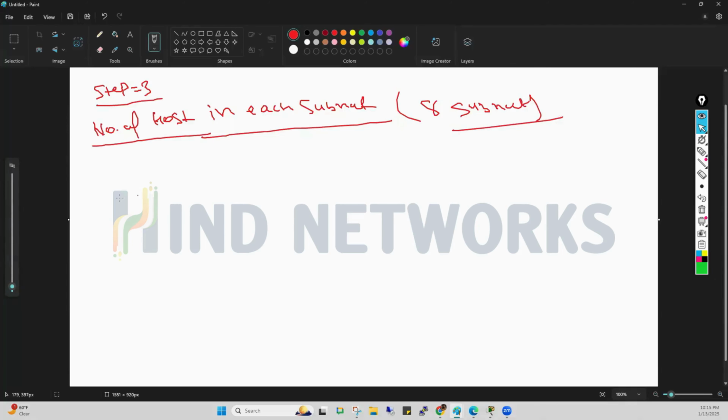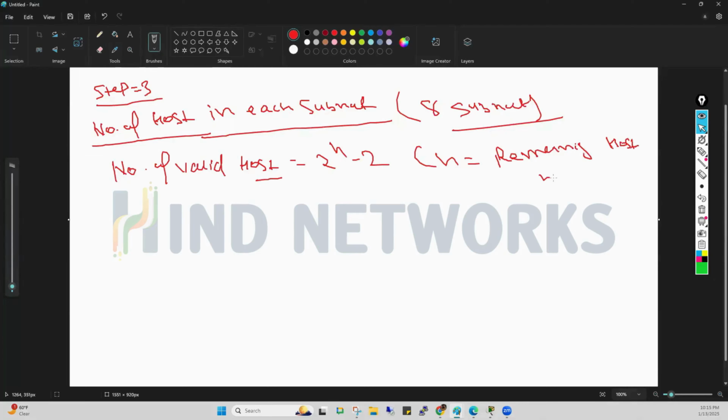For this, you need to follow one formula. The formula is 2 to the power h minus 2. This gives the number of valid hosts. What do you mean by h here? H is the remaining host bits. H means the remaining host bits. Getting my point?